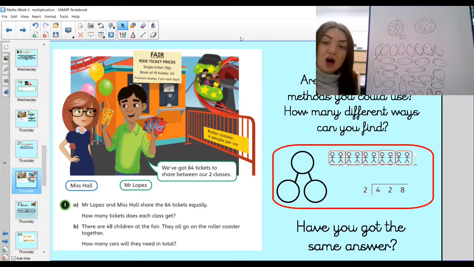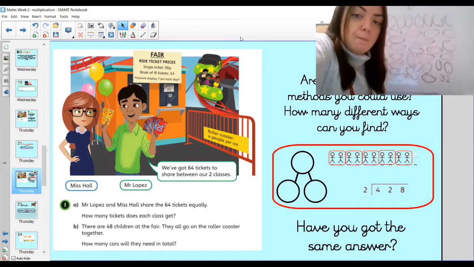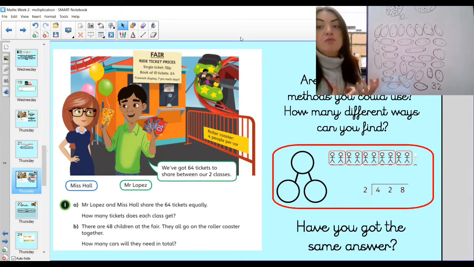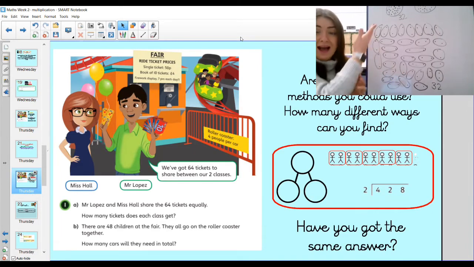Okay, so I've got the same answer from all of those methods, but you are already starting to see which methods are going to be the more accurate ones, the more appropriate ones to be using. Think about your numbers in this lesson are going to be a lot bigger than 64, and imagine how long these 2 methods took.